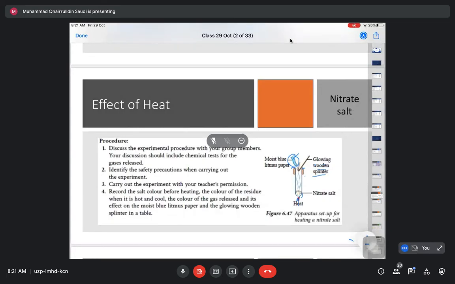So record lah. Apa yang awak kena record? Record warna nitrate salt ni before dengan waktu dia hot dengan waktu dia cold. Okay, kemudian awak kena record juga blue litmus paper ni punya change dengan glowing wooden splinter ni rekindles or not. Okay.